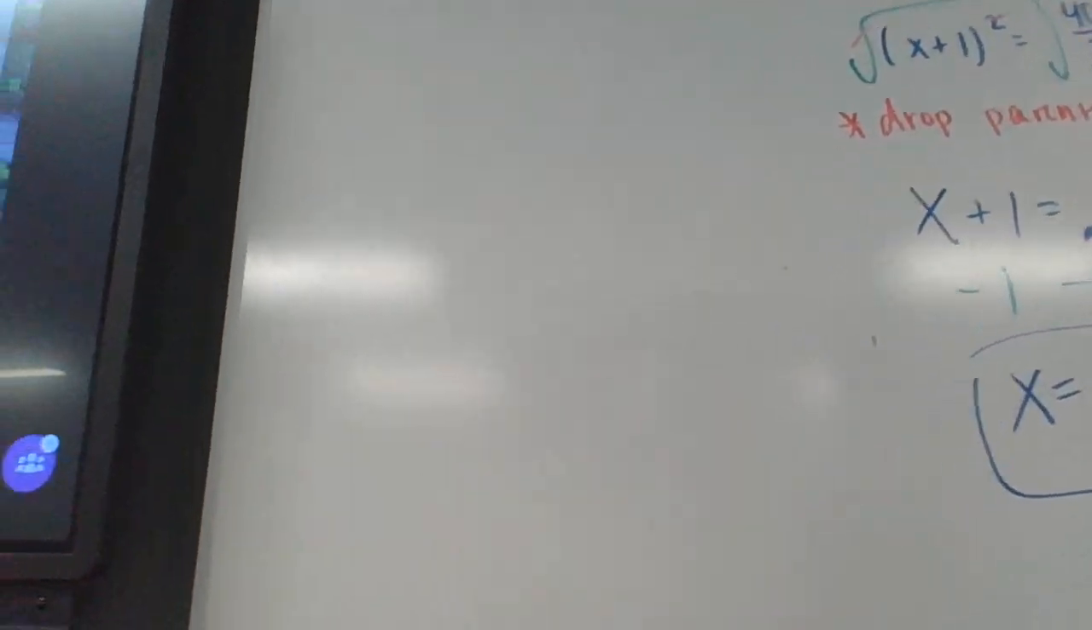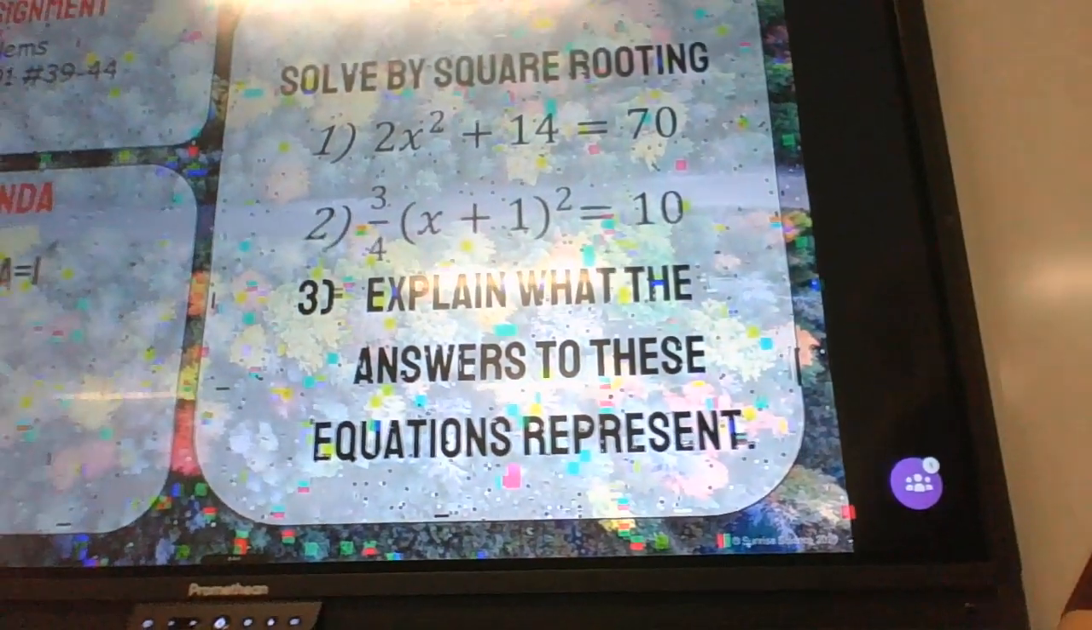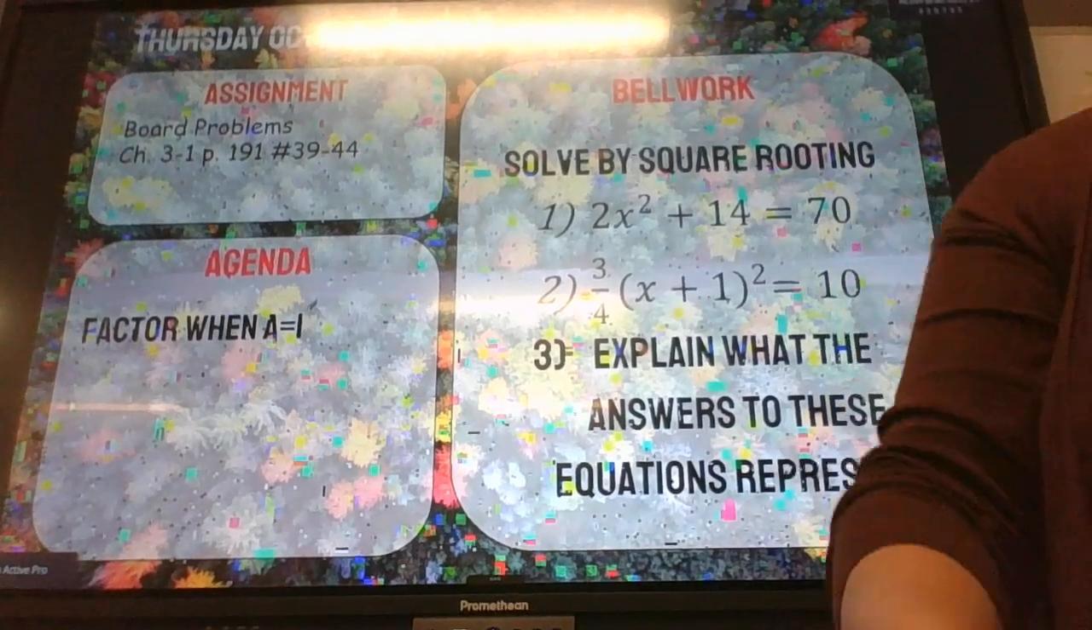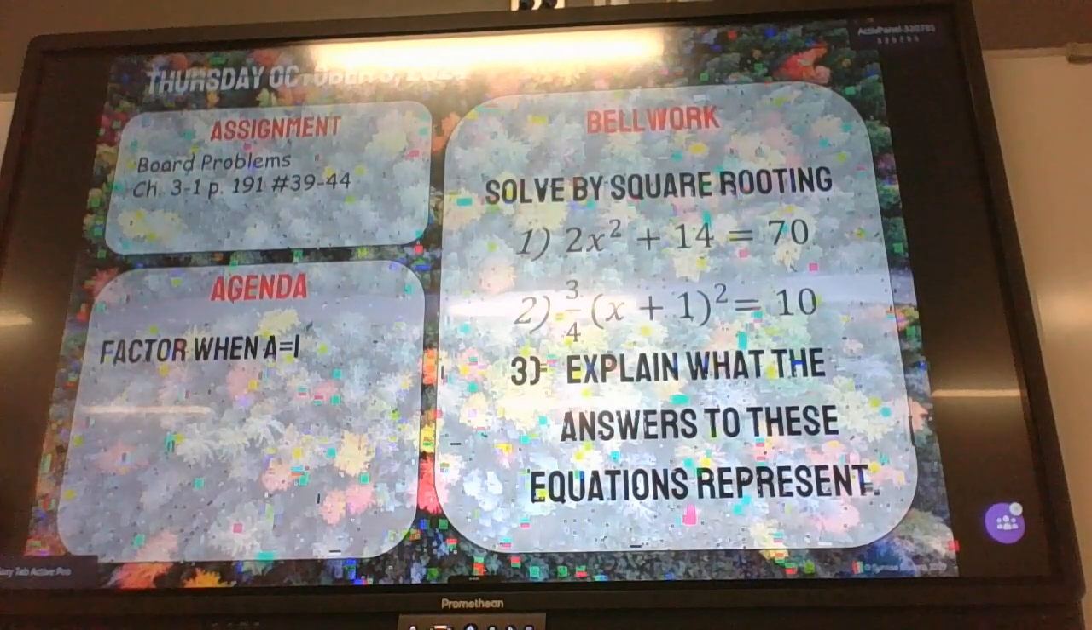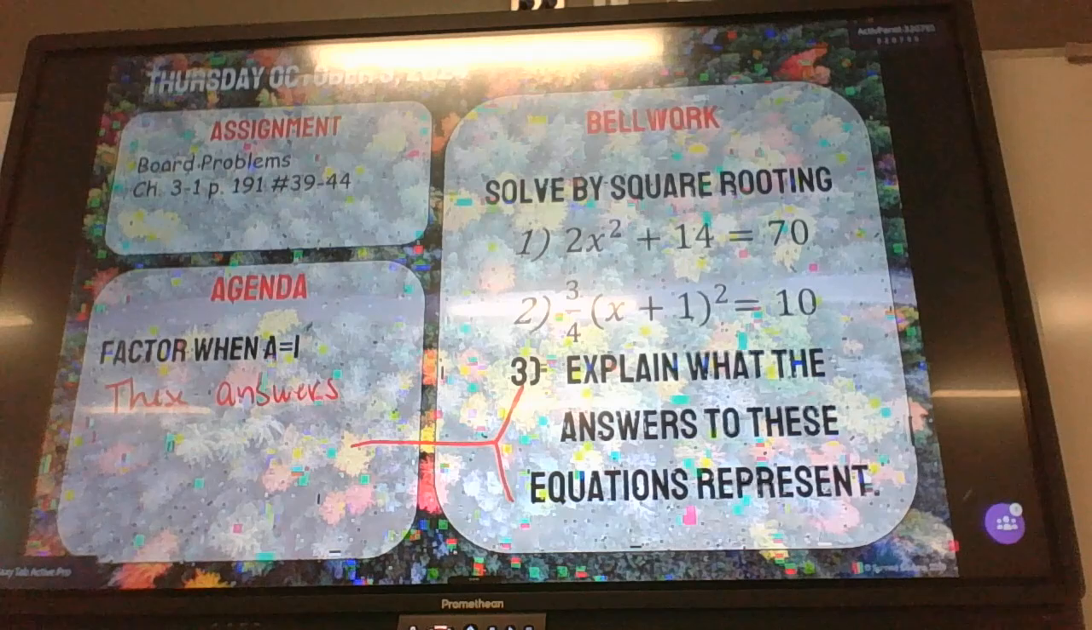What do these answers represent? Anybody have an answer for number 3, a vocabulary word that maybe we talked about 2 days ago? Yeah. X-intercepts, and what were you gonna say? Yep. So these answers are x-intercepts, and the word we talked about the other day was roots. So roots and x-intercepts are the same thing.